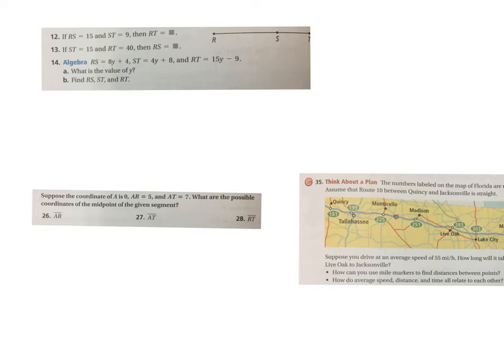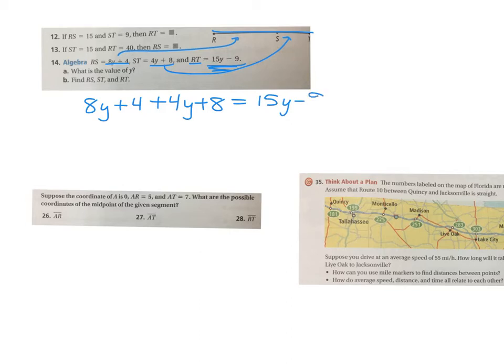I'll just walk you through. So RS is 8y plus 4, so that goes here. And then ST is 4y plus 8, and that goes here. But then RT, that's the whole thing. So your setup for that one is going to be 8y plus 4 plus 4y plus 8, and you'll set that equal to the whole thing, 15y minus 9. Okay, so that should get you started on that one, and then you do a bunch of just plugging in.